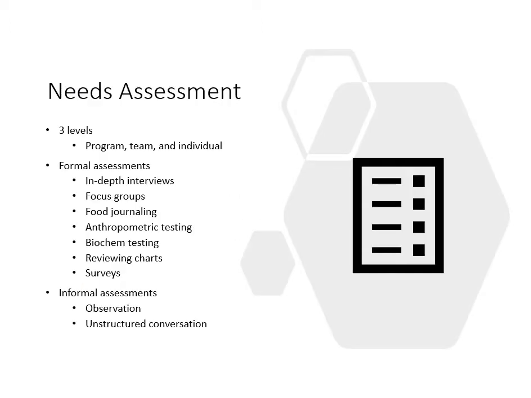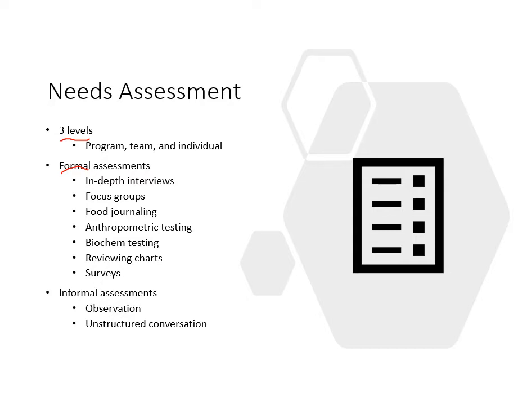Okay, so now we're moving on to our needs assessment, and that needs assessment is really going to occur at 3 levels. It's going to occur at a program level, a team level, and an individual level. And the reason for that is so that we can set objectives at all of those levels, but it also gives you some room to see where you can make some improvement, or maybe where you didn't, where if you're only looking at one level, it's hard to get the big picture. So there's different ways we can do assessments. We can do a formal assessment, and you can do things like in-depth interviews, focus groups, food journaling.